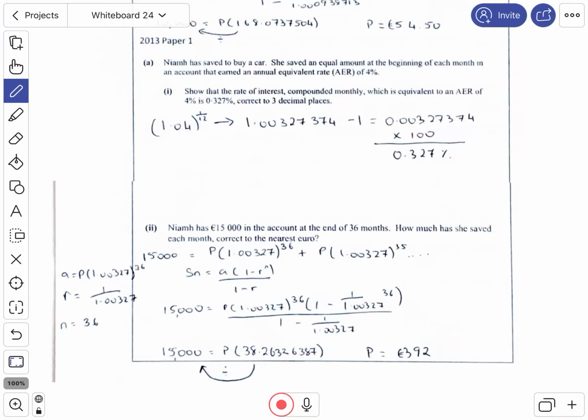Video, then we were still looking at the savings amount. We were just moving on to the last question in the savings one, and it was the 2013 paper one. So let's continue from here. Let's take a look at question A there.